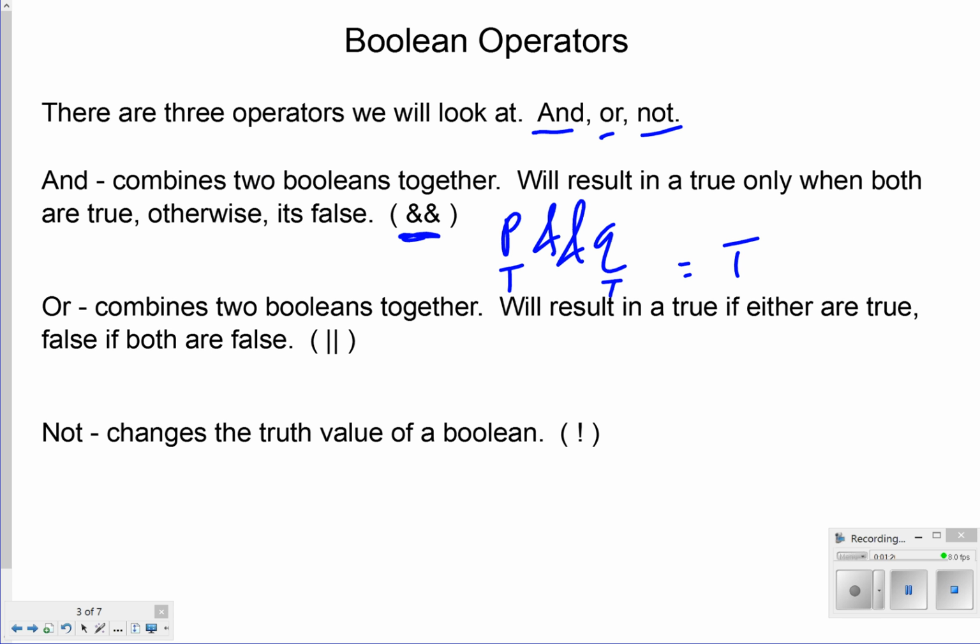Or combines two Booleans together, and it will result in a true if either of them are true. It only results in a false if both are false. So P or Q, and that's the symbol, two little vertical lines. If one of them is true and the other is false, this results in a true. Again, the only time it can be false is if both are false. Not changes the truth value of a Boolean, and it's represented by an exclamation mark. So not P: if P was true, not true gives me false.